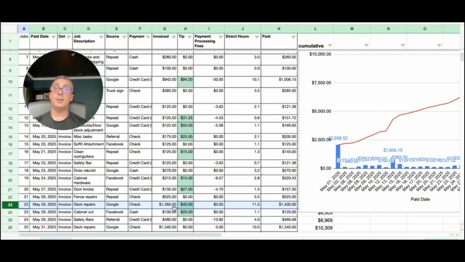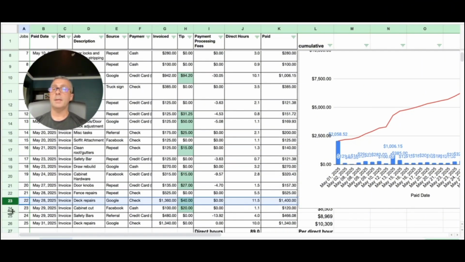Charged 1360, gave me a $40 tip. He paid in check, so $1,400 deposited straight into the account. Materials for this one, I want to say probably less than $100. $100, maybe let's say $200 just to be on the safe side. So let's say $1,200, about 12 hours, about $100 an hour. It's kind of what I'm shooting for.